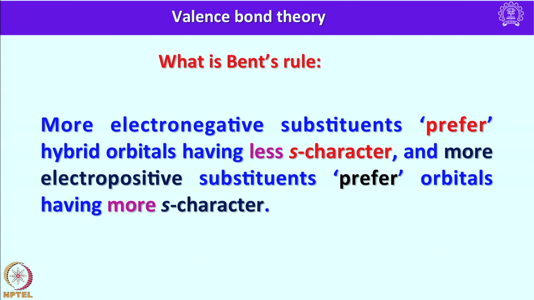So, let me introduce one more term that is often used in valence bond theory, that is Bent's rule. What it says is, more electronegative substituents prefer hybrid orbitals having less s character, that is more p character, and more electropositive substituents prefer orbitals having more s character, that is less p character.